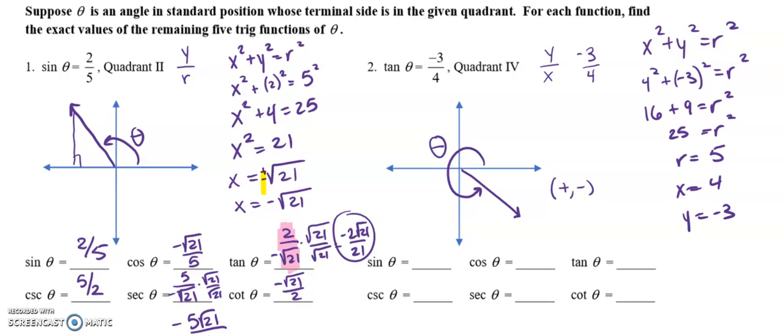Find the 6. So sine is y over r. Loving that there's no square roots, so I don't have to rationalize. Therefore, cosecant is -5/3. Cosine is x over r. X is 4, r is 5. Secant, flip it over. And tangent, we already had that to start, so therefore cotangent is just the reciprocal.